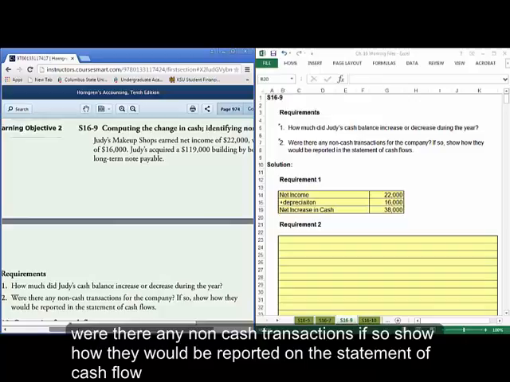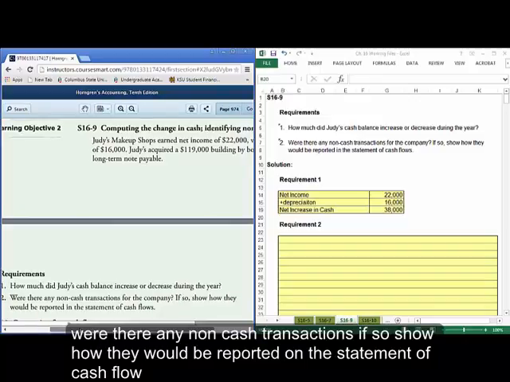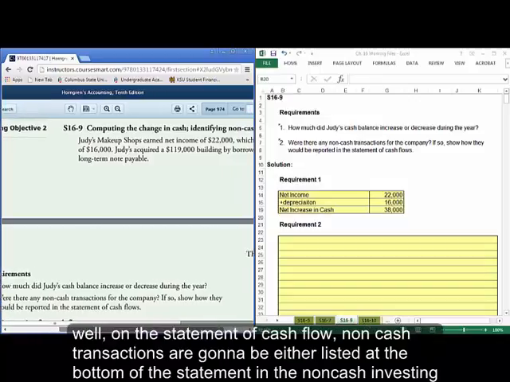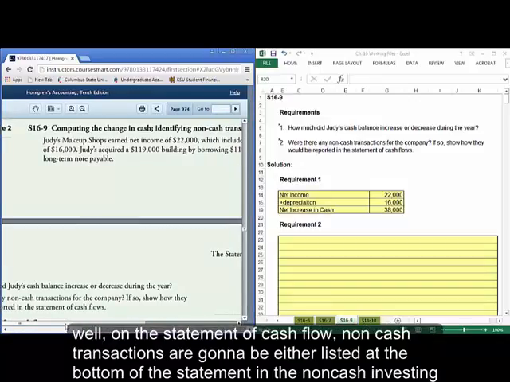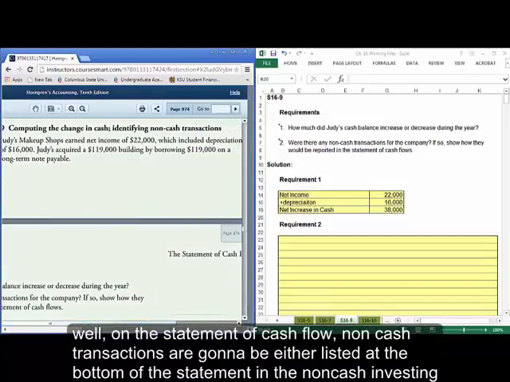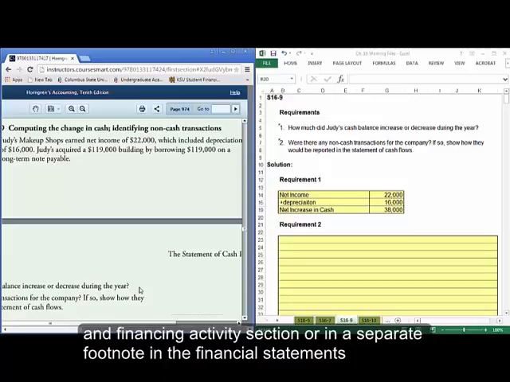Okay. Then they asked, well, were there any non-cash transactions? If so, show how they would be reported on the statement of cash flow. Well, on the statement of cash flow, non-cash transactions are going to be either listed at the bottom of the statement, okay, in the non-cash investing and financing activities section, or in a separate footnote in the financial statements.